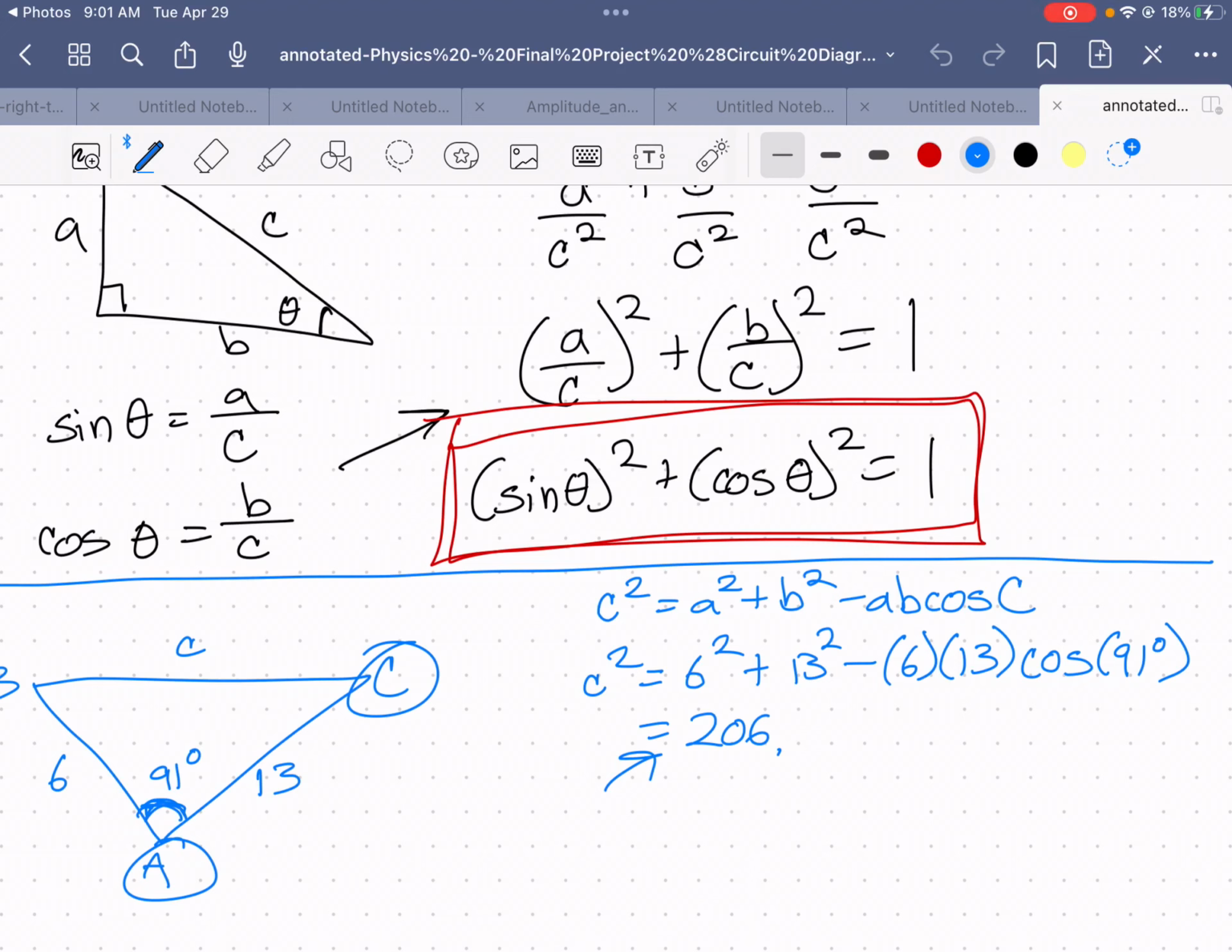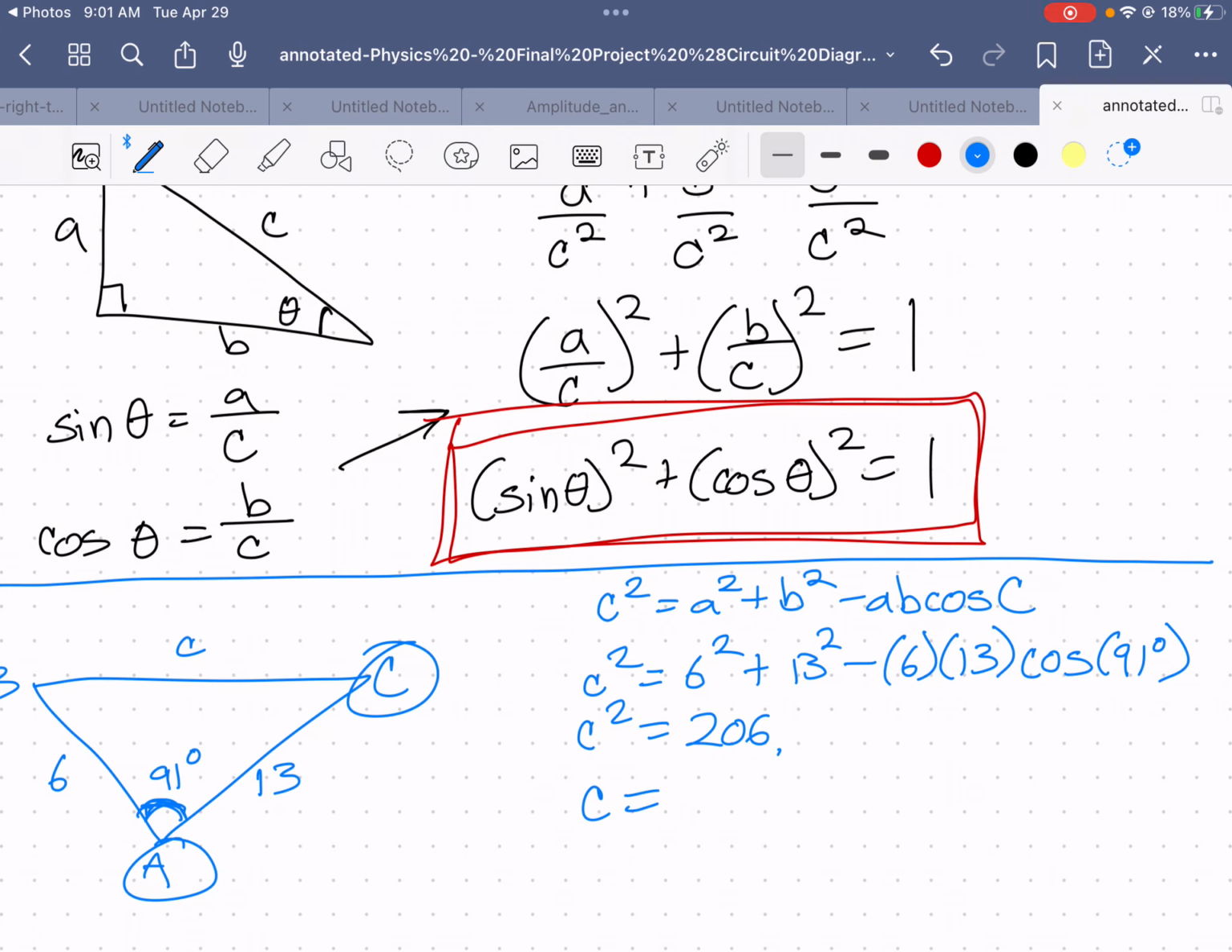Hey class. Okay, I feel kind of stupid. I'm just going to finish up this last problem. This is sort of obvious, but I did get the right answer. I just forgot that this is c squared. So c is equal to the square root of 206, which as soon as I stopped recording, I realized.